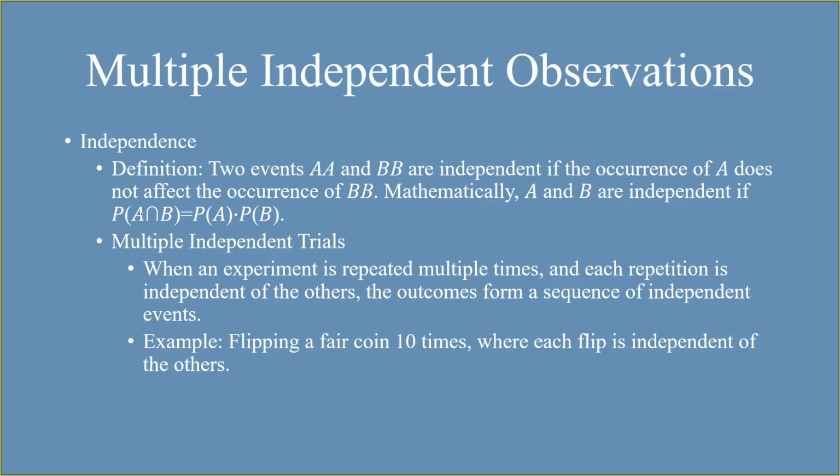When an experiment is repeated multiple times and each repetition is independent of the others, the outcomes form a sequence of independent events. For example, flipping a fair coin 10 times where each flip is independent of the others. Each time you will be getting different values. Like you can say in the next flip I will be getting heads or tails, but you can't predict what the future outcome will be.